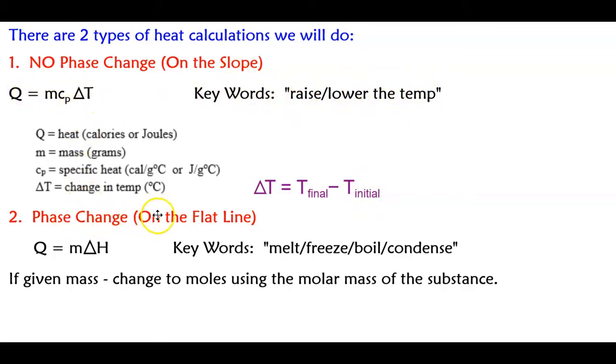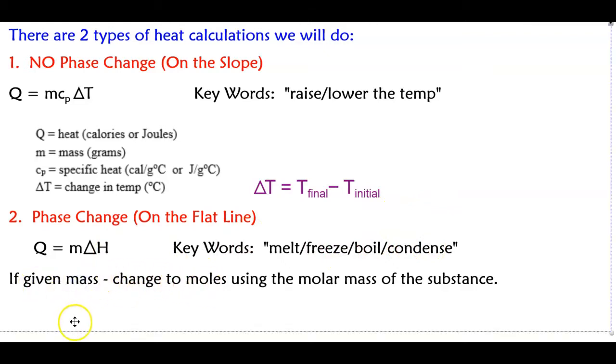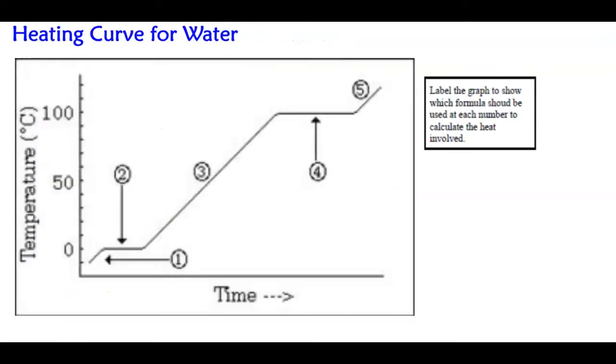If we have a phase change on the flat line of the graph, we're going to use Q, which is heat, equals m, which is mass, times delta H, and it depends on whether it is fusion, which is melting and freezing, or vaporization, which is boiling and condensing. We're only going to be given mass in our problems.